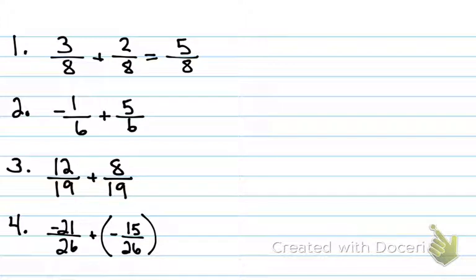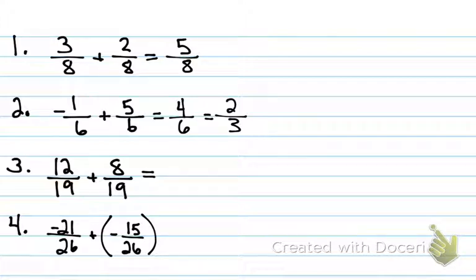Okay? Number 2, I see integers coming into play where I have a negative integer and a positive, so I have to apply my rules. Different signs, subtract and take. So 5 minus 1 is 4, and I keep the sign of 5 because 5 is bigger and 5 is positive. So it's going to be 4/6, and I reduce it. All right, so just using our rules for positive and negative numbers.